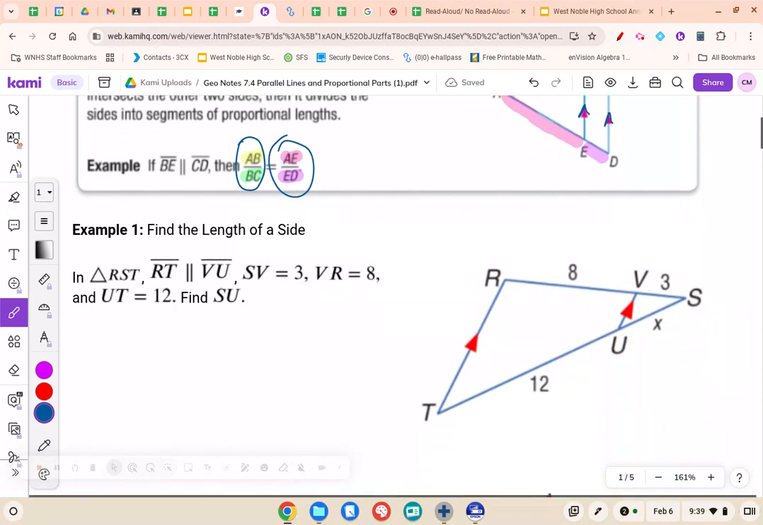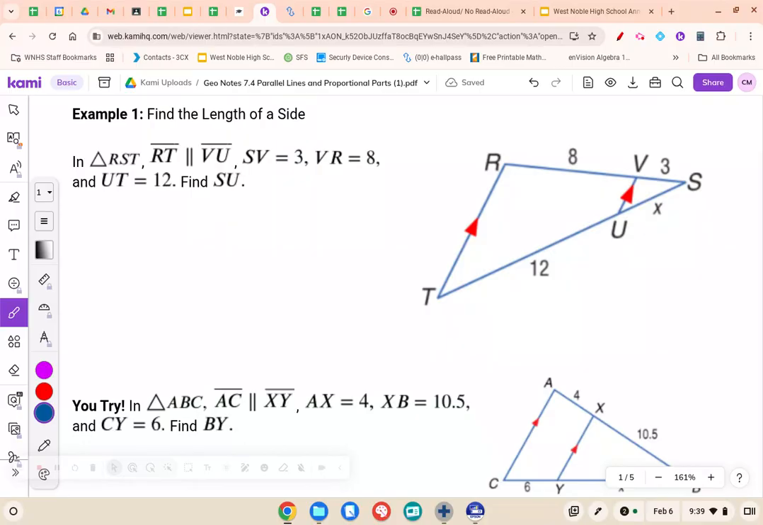Okay, so let's do some examples. We have example 1, find the length of a side. So we are missing SU over here. It tells us that we have two parallel segments, RT and VU. It tells us that SV is 3, VR is 8, UT is 12. We're finding SU. All of that's already marked there.